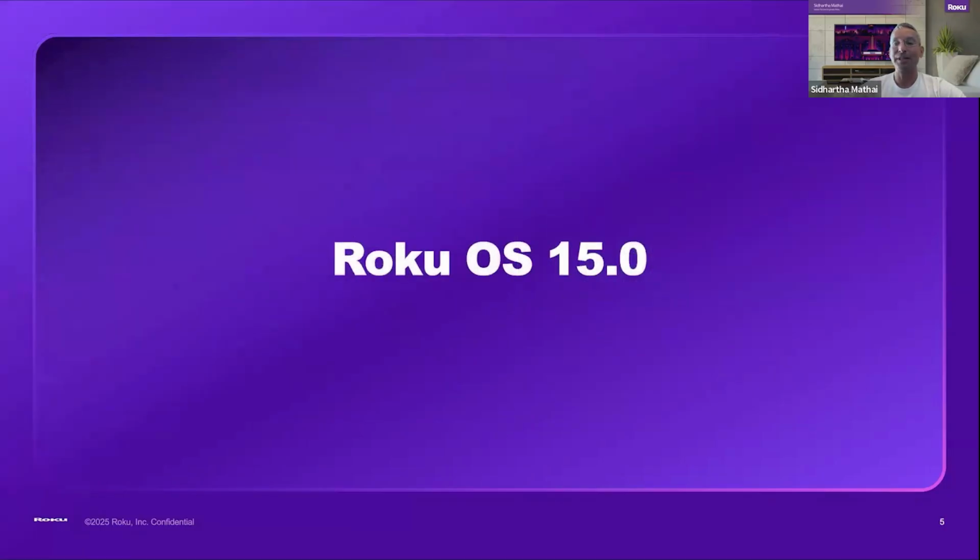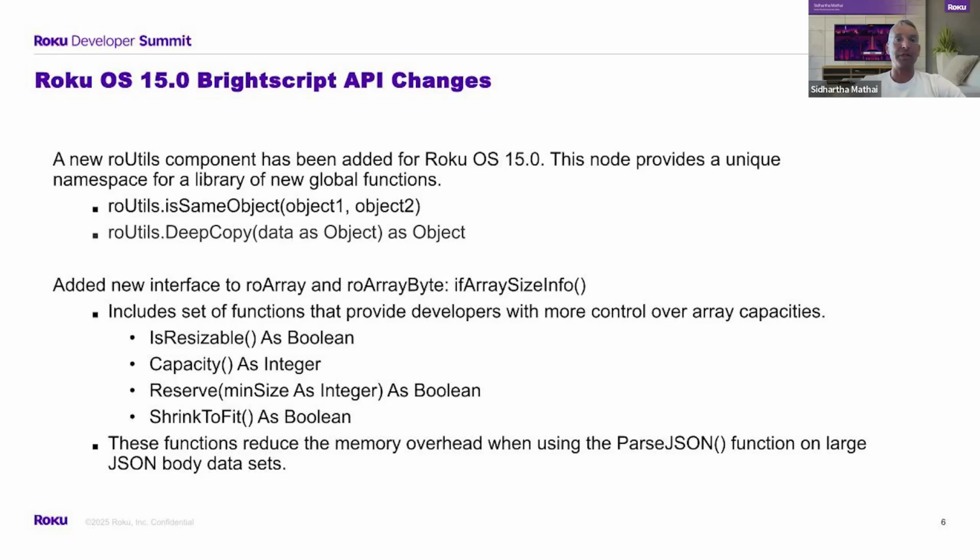So we'll start now with the latest updates to Roku OS 15.0. To start with, we have a new utility called RoUtils. It's a component that has been added, and it provides a unique namespace for a library of new global functions. Going forward, we'll be adding functions to this namespace. For now, we have isSameObject, taking two objects, and it returns whether two objects are in fact pointing to the same reference object. And this can come in handy in your code.